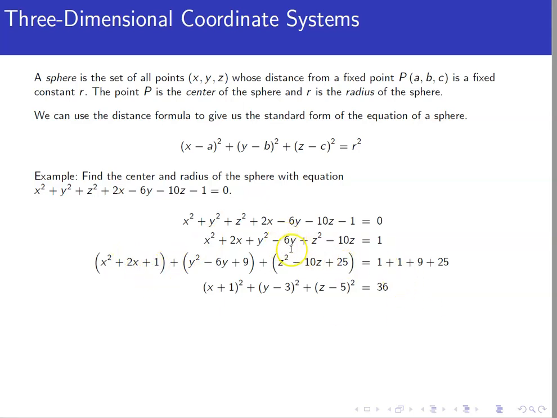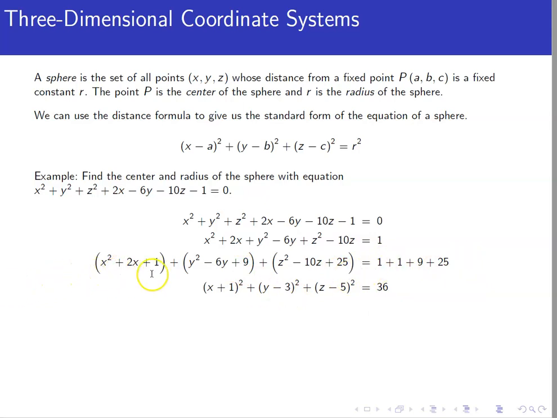Likewise, for the y's, we'll need to divide this coefficient by 2 and square it. So we'll get a plus 9. Here, divide 10 by 2 and square it, we get 25. Again, the reason why we're adding these numbers in here is so that we can get these to factor as perfect binomial squares. All right. Of course, if I add 1, add 9, and add 25 on the left-hand side, I better do the exact same thing on the right-hand side.